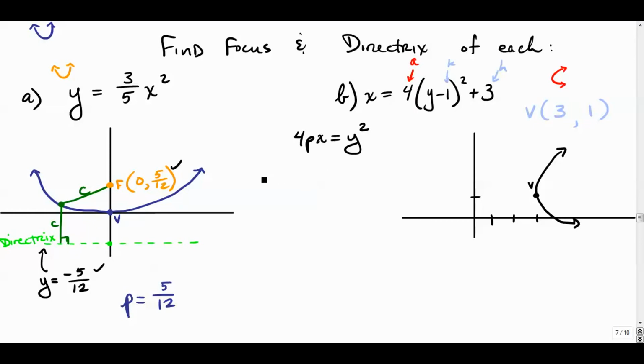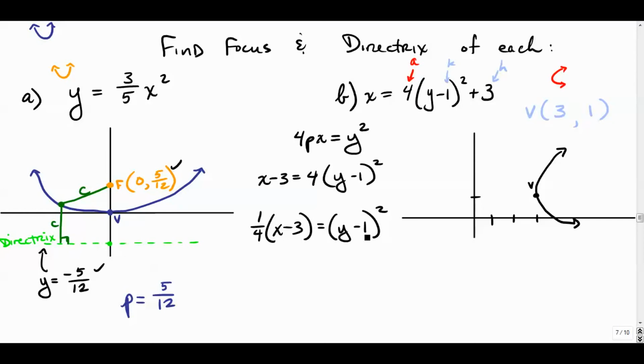So I'm going to go x minus 3. I'm going to move that positive 3 over to the left by subtraction. And I'm going to get rid of this 4. I want to make that a positive 1, so I'm going to multiply everything by 1/4. So it's 1/4 times quantity x minus 3 is equal to quantity y minus 1 squared. And that, believe it or not, is actually in the right format. These two things right here are essentially in the same format.